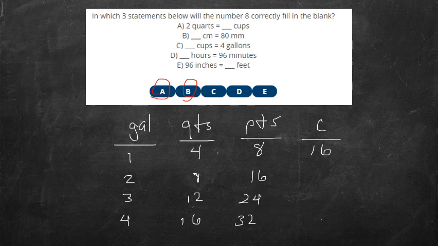Okay. So then I have 16, 32, 48, and 64. Okay. Now, what I'm trying to find out is blank cups equals 4 gallons. Okay. So based on my chart, I know that there are 64 cups in 4 gallons. Based on this right here. 64 cups, 4 gallons. So I know that C would not be an answer choice.